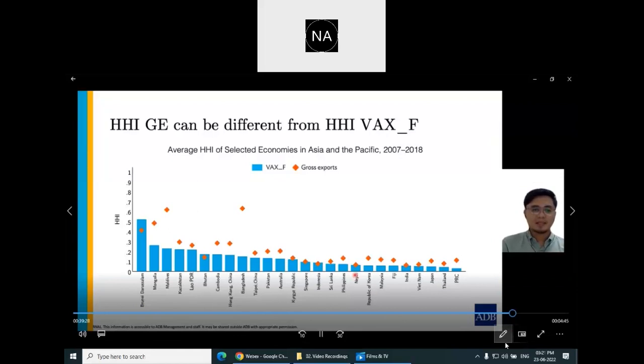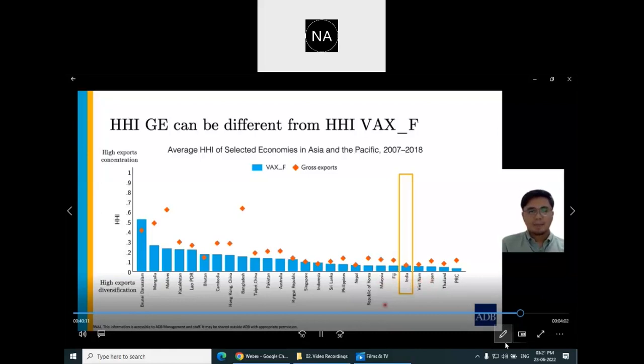Now, this figure shows the average HHI of selected economies in the Asia and the Pacific region from the year 2007 up to 2018. So, a comparison of the average HHI for the years 2007 up to 2018. Again, take note that HHI close to 1 means high exports concentration, while HHI that is close to 0 means high exports diversification. Now, India is one of the most diversified economies in Asia and the Pacific region.